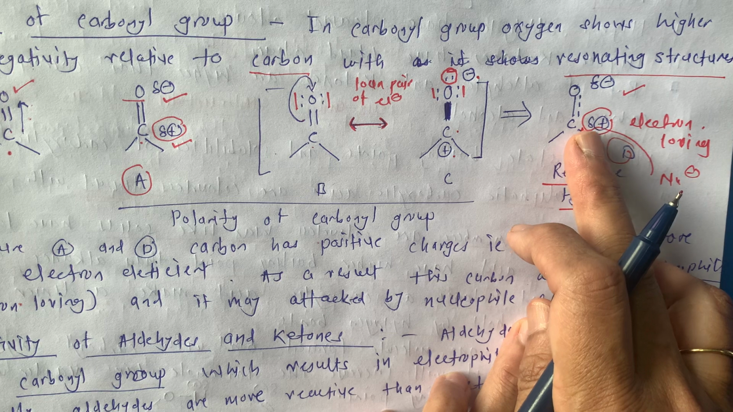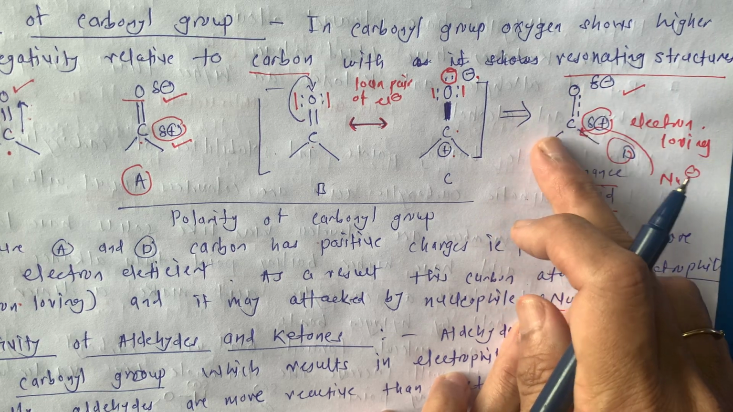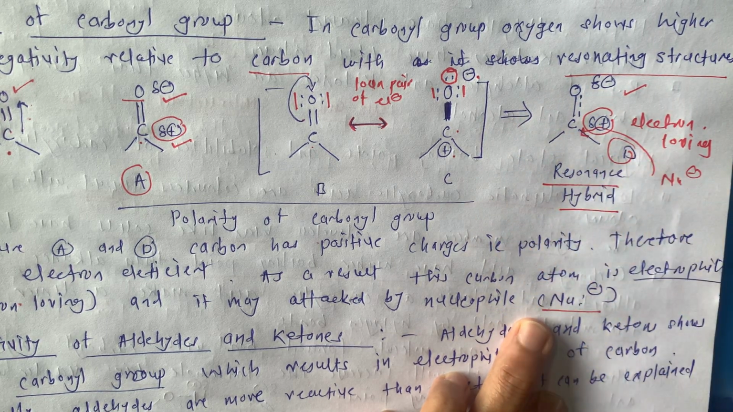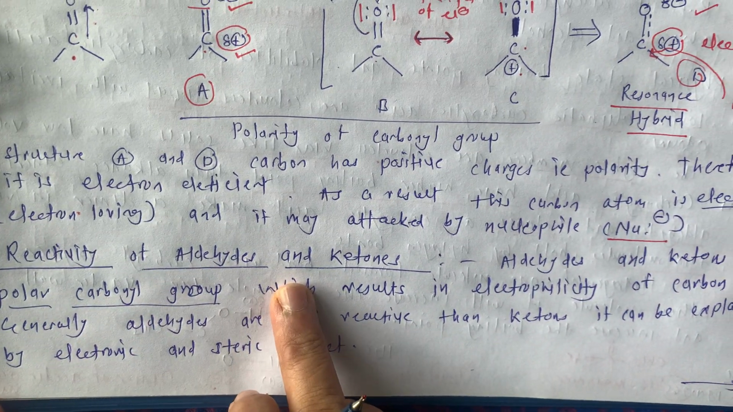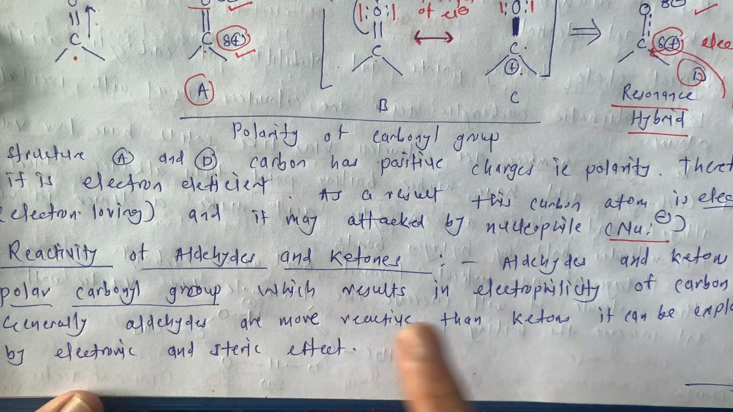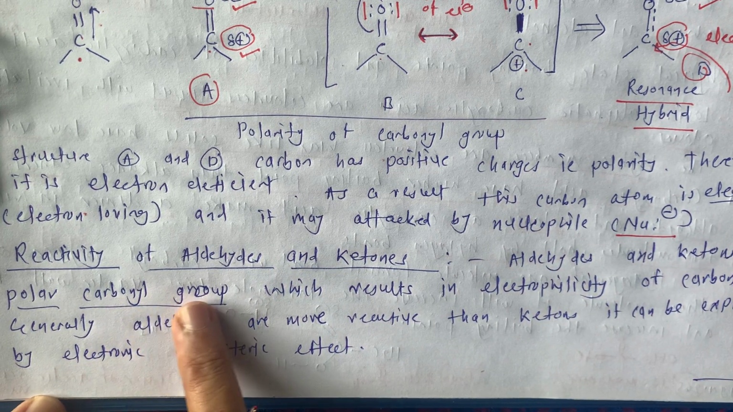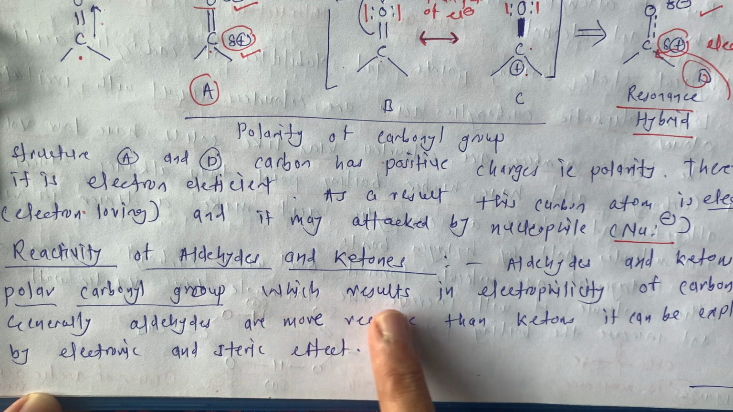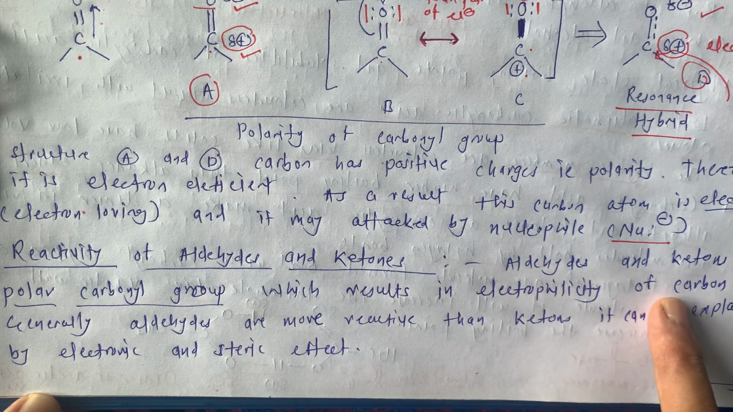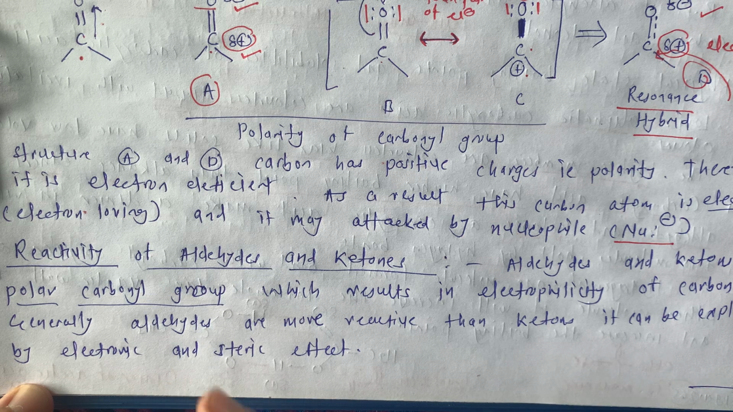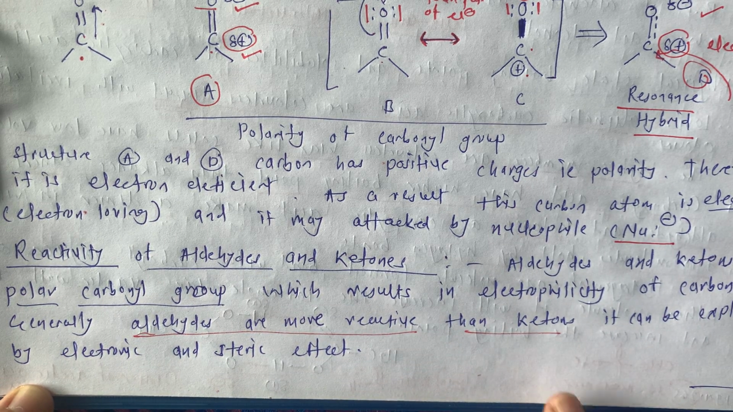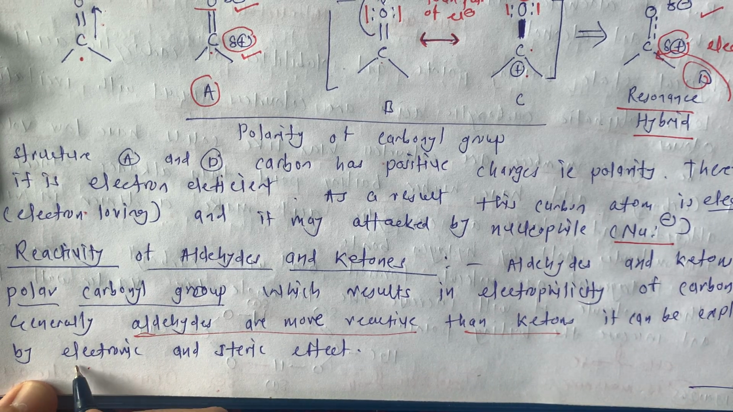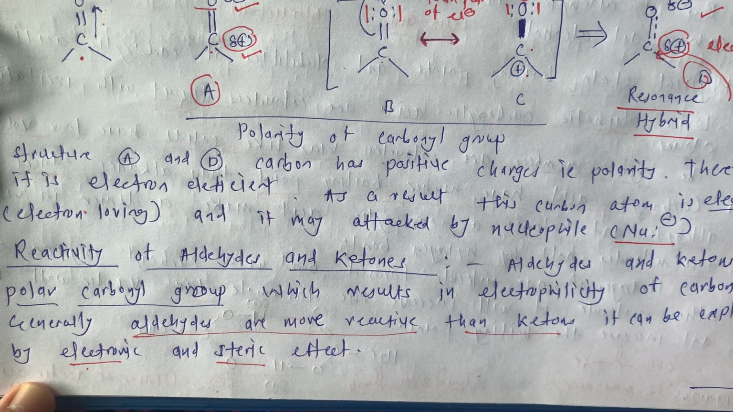Now due to this negative charge, it may satisfy its octet rule and it is going to give a stable product. Now what is reactivity of aldehydes and ketones? Aldehydes and ketones show a polar carbonyl group. We know it very well, which results in electrophilicity of the carbon. Generally, aldehydes are more reactive than ketones, and we can explain it by electronic and steric effect.